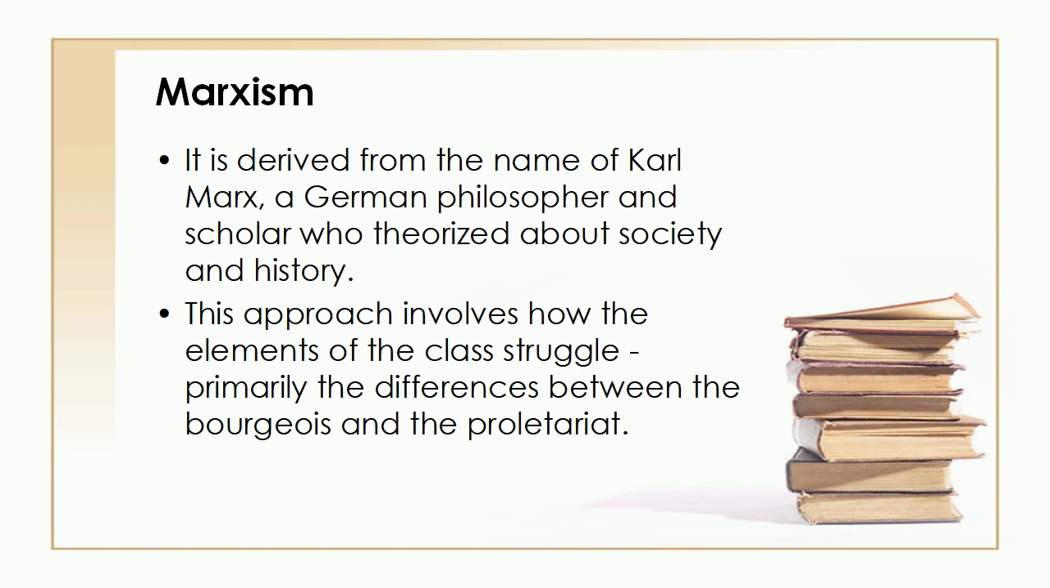This approach involves the elements of social class struggle, primarily the differences between the bourgeois and the proletariat. Marxism focuses on the economic structure, as this is the main driving force behind all social conditions and historical changes. It believes that a work of literature is a product of a society. Also, under Marxism you will encounter the term materialism. So, how does society use its people?